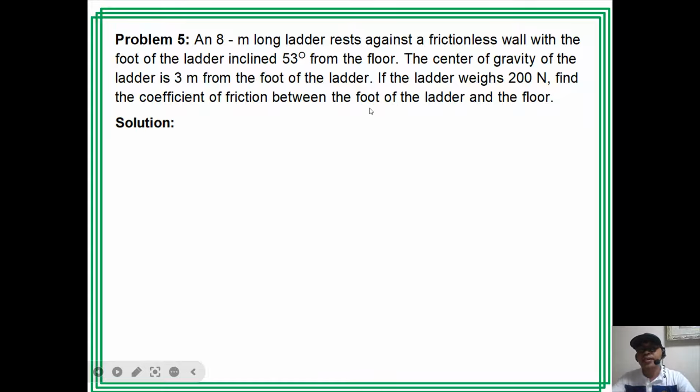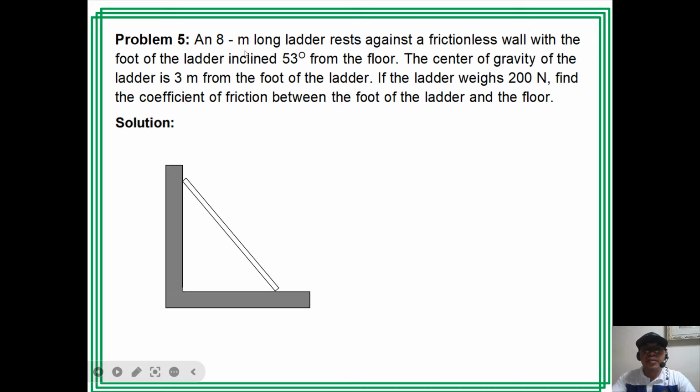Okay, so for the solution, we have to draw the figure. We have an 8-meter long ladder resting against a frictionless wall, and the foot of the ladder is inclined 53 degrees from the floor. The center of gravity of the ladder is 3 meters from the foot. So from the foot of the ladder, 3 meters, we have the weight of 200 newtons.